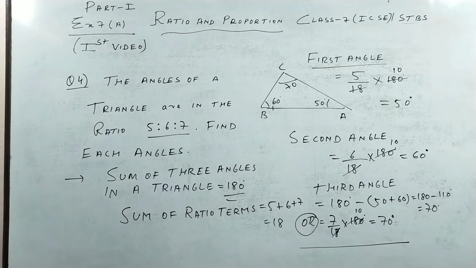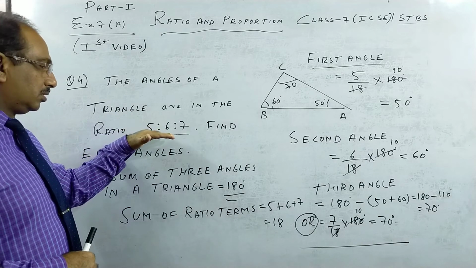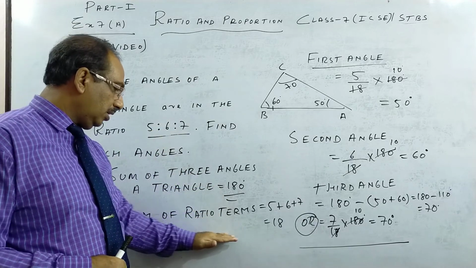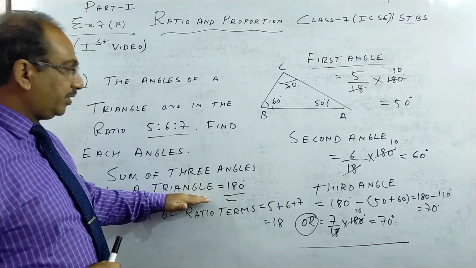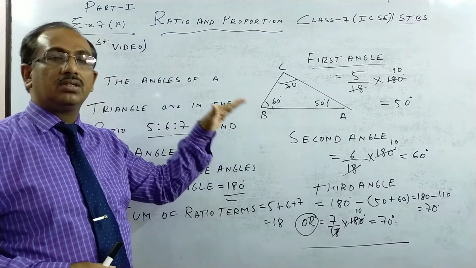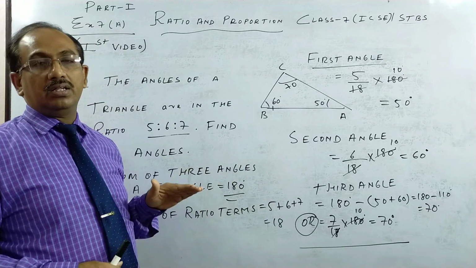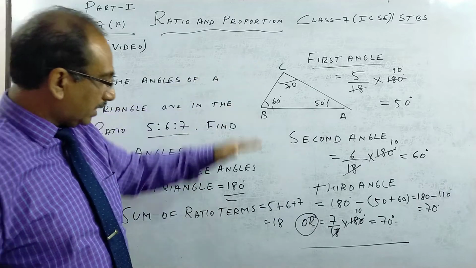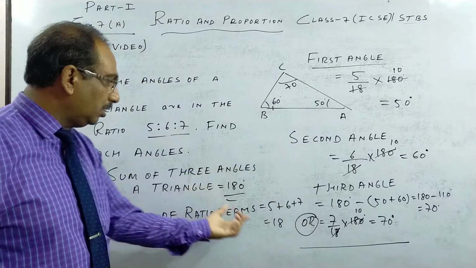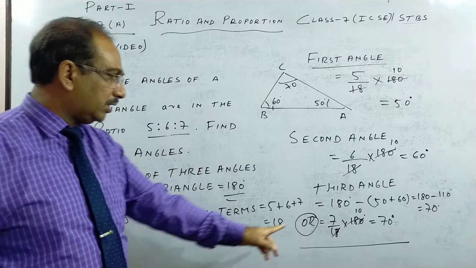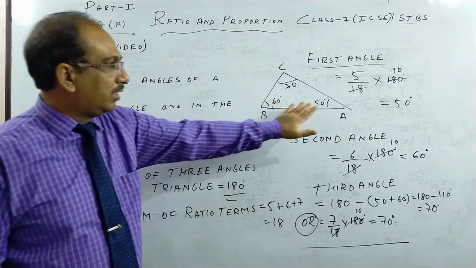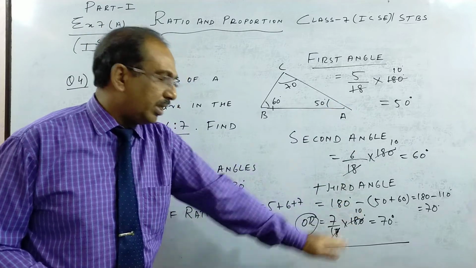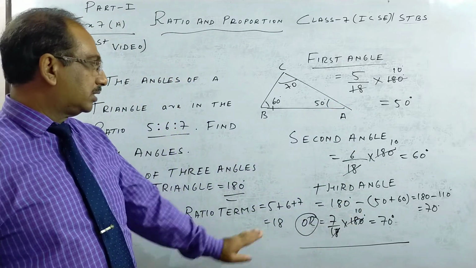So once more I am recapitulating. The ratio of three angles is given. We find the sum of the ratio terms. Total we need to know. The sum of three angles is always constant, 180 degrees, if a triangle is possible, which you will learn more about in the geometry chapter. So the first angle is 5 upon 18 of the total, the second is 6 upon 18 of the total, and for the third there are two ways. Total minus these two gives you this, or you find it like I did with the first and second angle, 7 by 18 of 180, you will get 70 degrees.